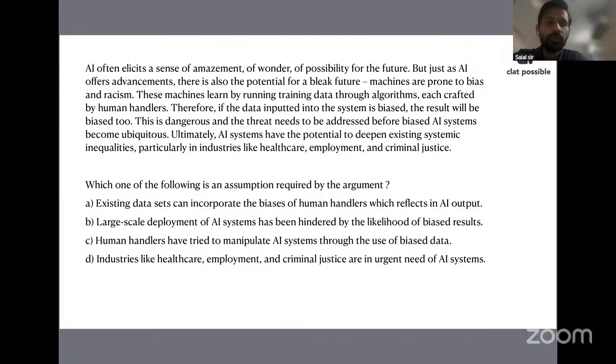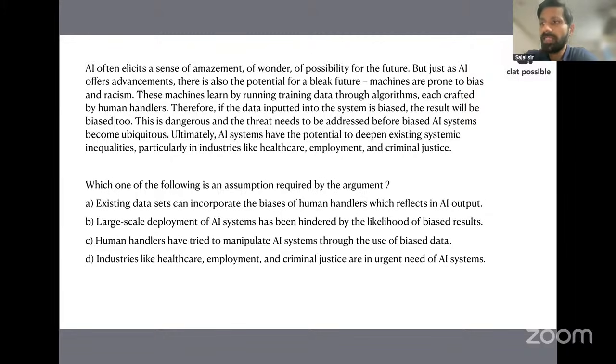All right, let's do it together. So it says AI often elicits a sense of amazement, of wonder, of possibility for the future. But just as AI offers advancements, there's also the potential for a bleak future. Machines are prone to bias and racism. These machines learn by running training data through algorithms each crafted by human handlers.